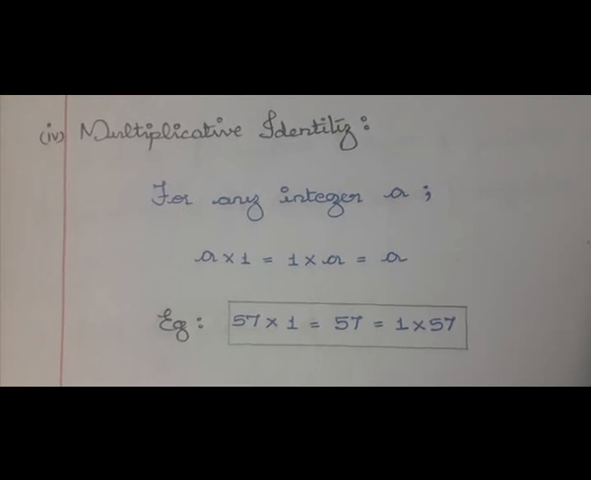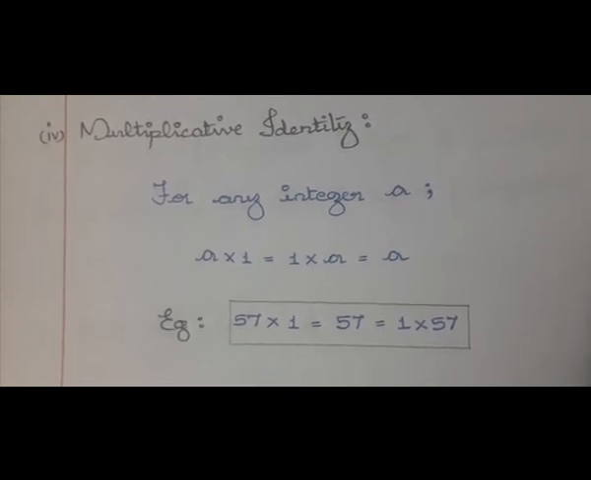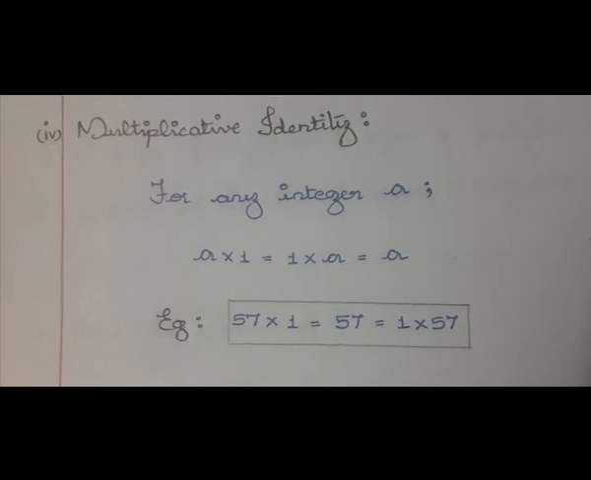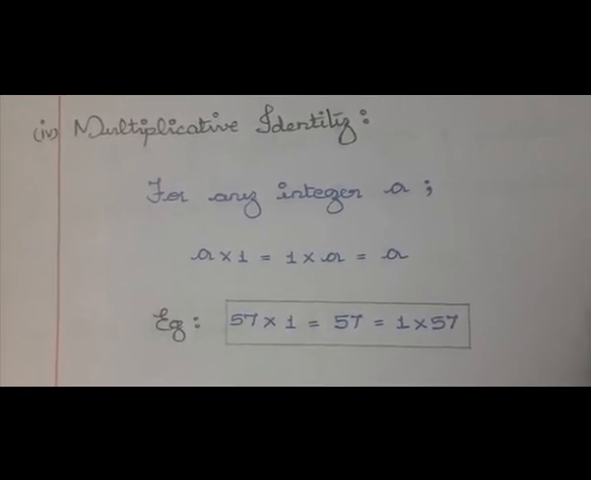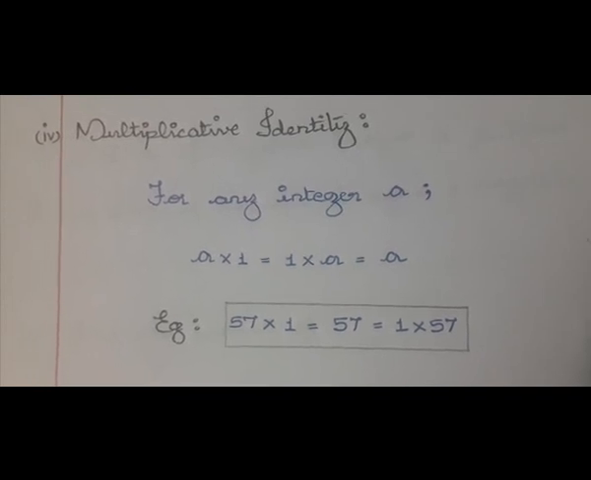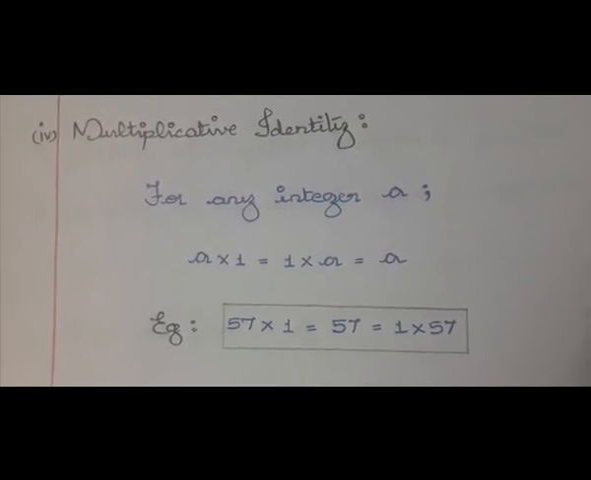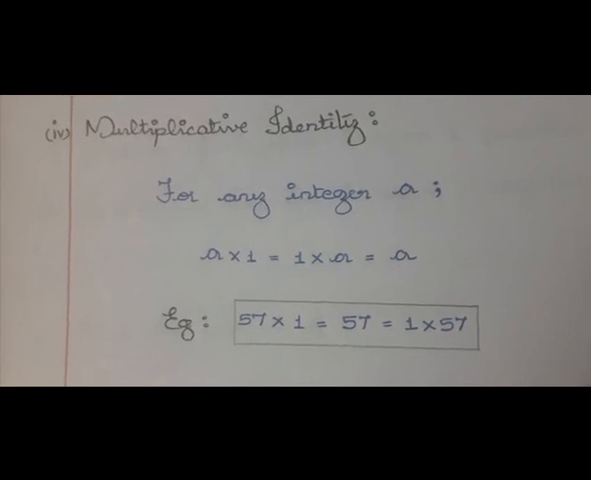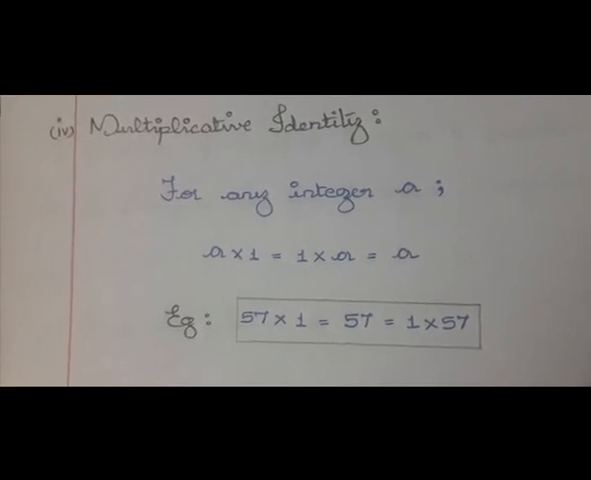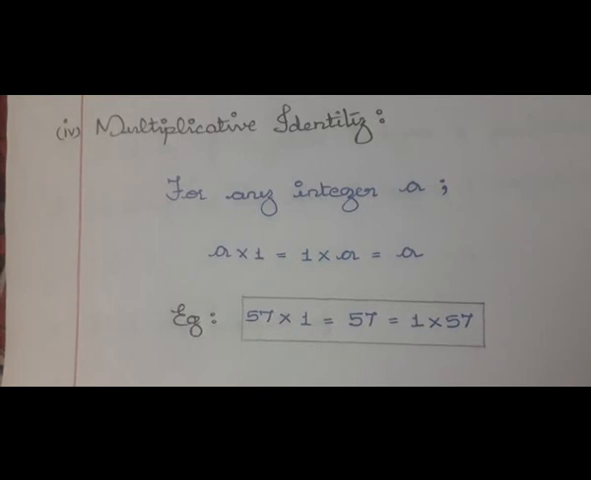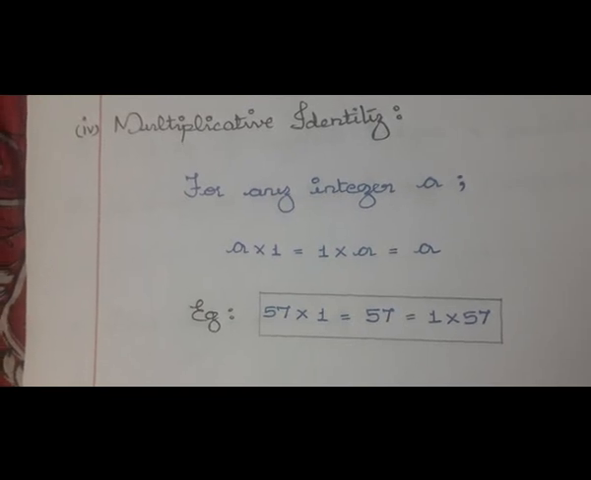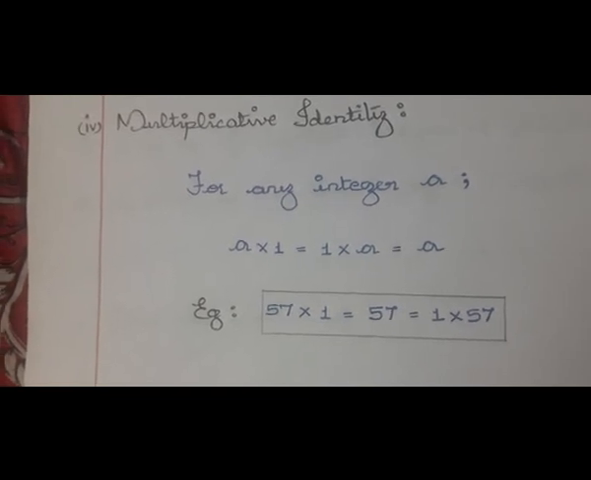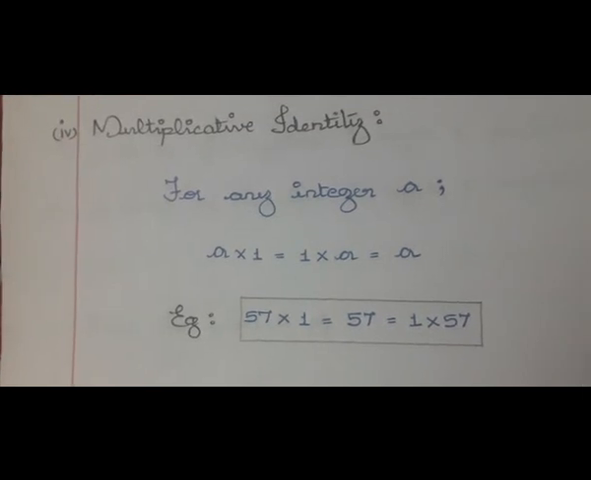For example, I am taking the integer as 57 and I am multiplying it with 1. Or else I am going to multiply 1 with the integer 57. Both give the answer as 57. So the integer again comes as the result. Thus, we say that the integer 1 is the identity for multiplication of integers. Also, when you multiply any integer with 1, it leaves the same integer as the result. It means the integer is unaltered.